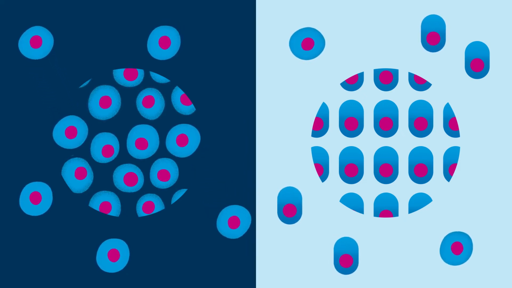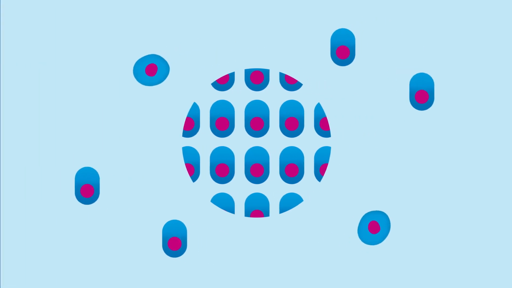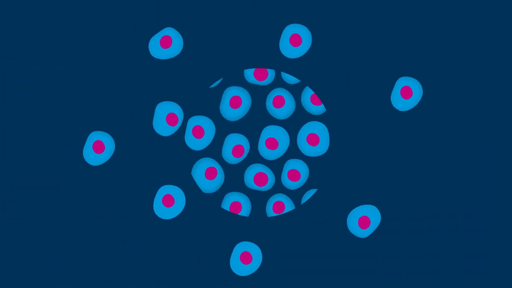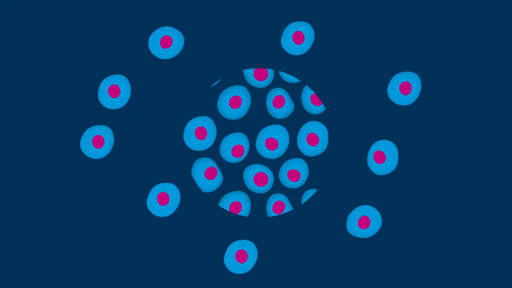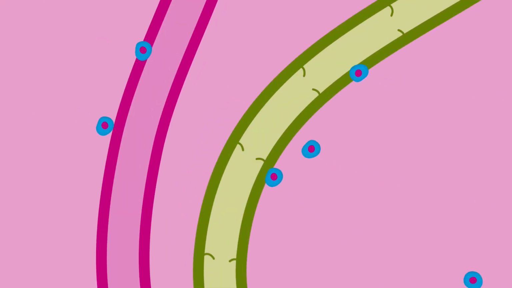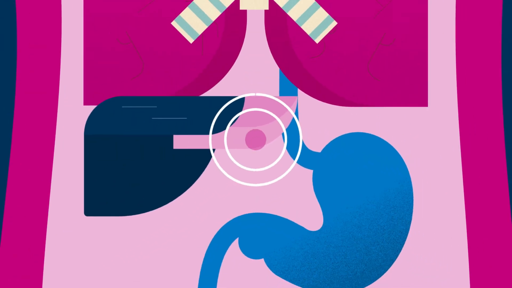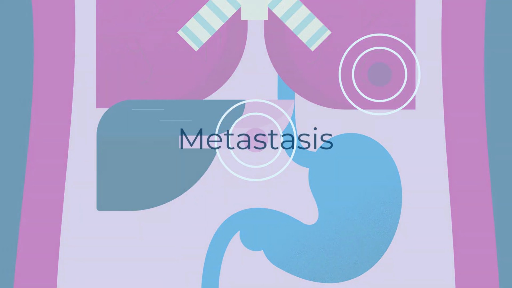Benign tumours do not infiltrate the surrounding tissues, nor do they spread to other parts of the body. Cancerous tumours invade the surrounding tissue and can also spread to other parts of the body. They do this by invading blood and lymph vessels. These provide a route for the cancer to spread to other parts of the body and form secondary cancers. This is called metastasis.